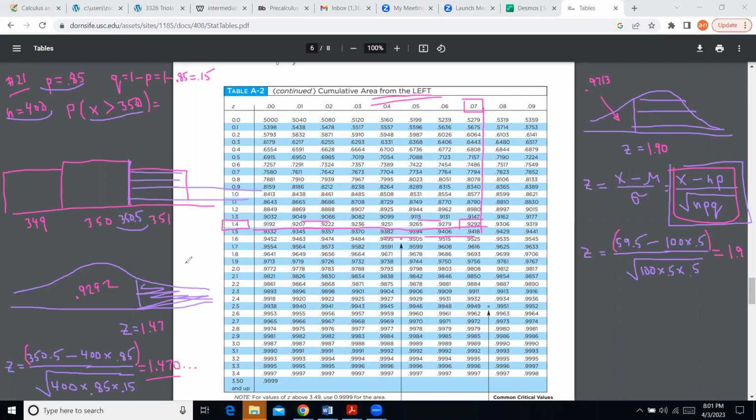So what about the other side? Well, same as in the previous problem, I have to subtract from 1, right? That 0.9292. When I subtract this from 1, I'm going to get like 0.0708. You can check it with a calculator. So this is about 7%.